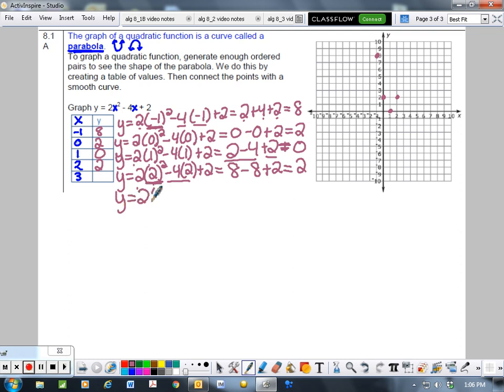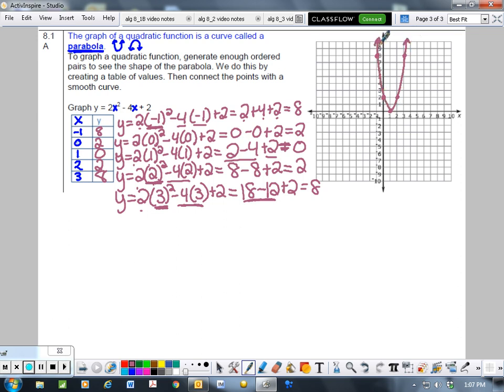So y equals 2 times 3 squared minus 4 times 3 plus 2. And so this gives me 9. 2 times 9 is 18. Minus 4 times 3, which is minus 12, plus 2. So this gives me 6 plus 2, which is 8. So then we have 3, 8. And there's our parabola shape.